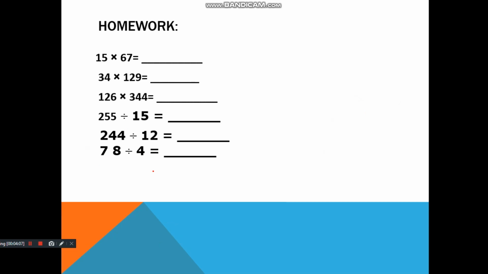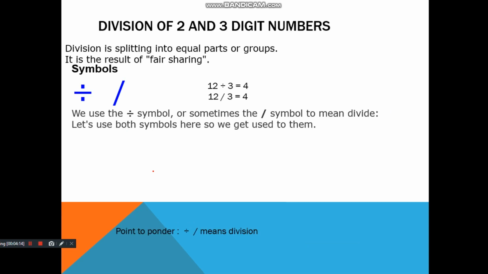Now, as you know, you learn maths by practicing. So this is your homework task. You will do these sums. If you have any problem, you can ask me.